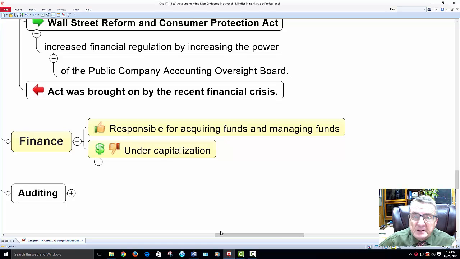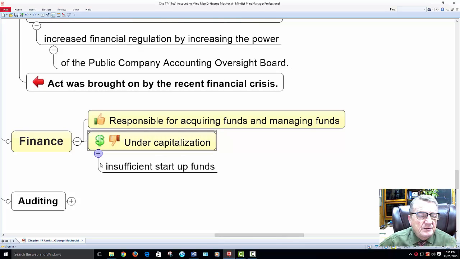Finance is responsible for acquiring funds and managing the funds. And the one thing you have to look for in finance is undercapitalization, insufficient startup funds. And that's not only for startup businesses, but also a lot of businesses may not have the additional capital even when they're going into another market, and then they have a domino effect. I'll just throw this in as the general idea. So remember, accounting comes up with the numbers, the report, the analysis. Finance, the chief financial officer, is what we'll be covering next chapter.